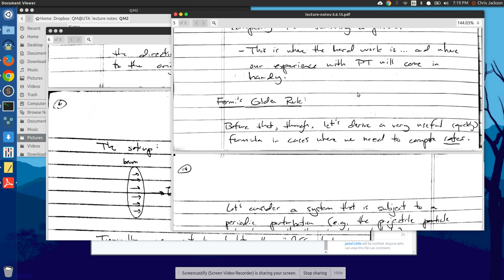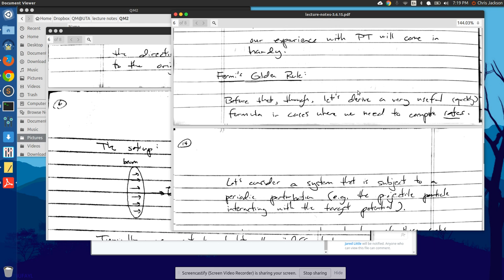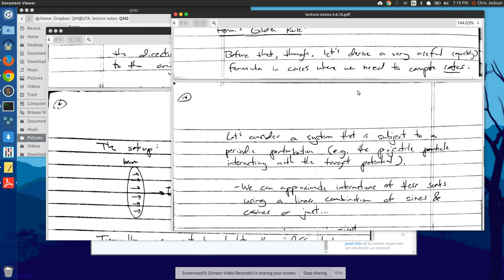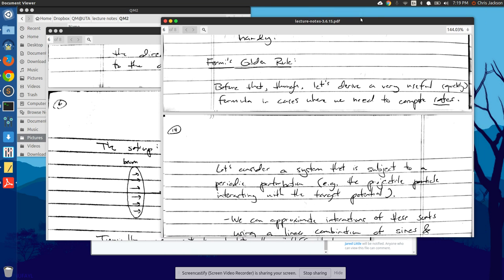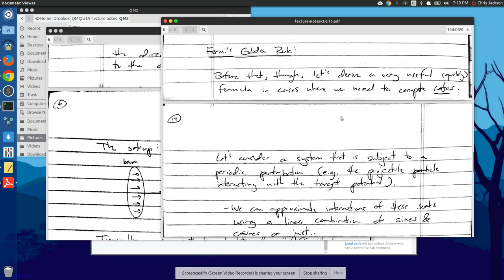Before we do that, though, I wanted to touch on something called Fermi's golden rule. Okay, and this is kind of an old piece of physics, but I like it because Fermi was always famous for doing these kind of quick and dirty calculations. They were quick and dirty, but they were usually pretty precise and contained a lot of physics. So I wanted to go through this before we start out on our kind of perturbation theory stuff.